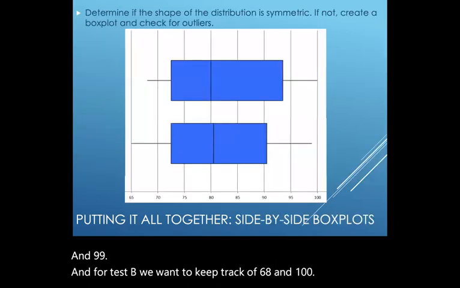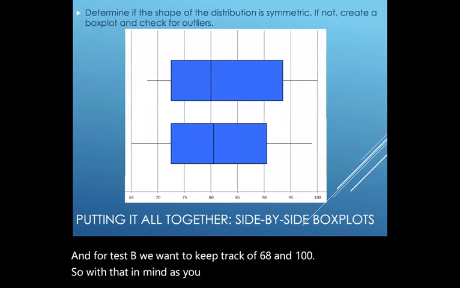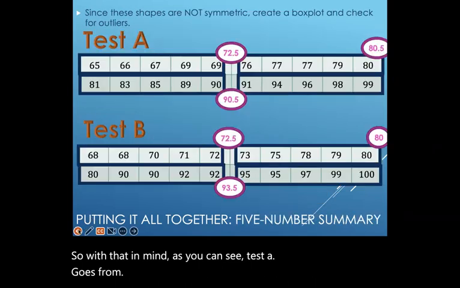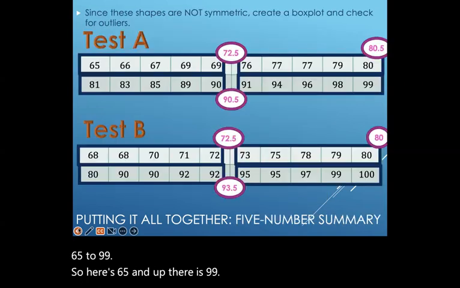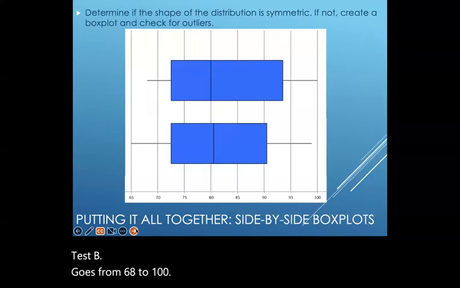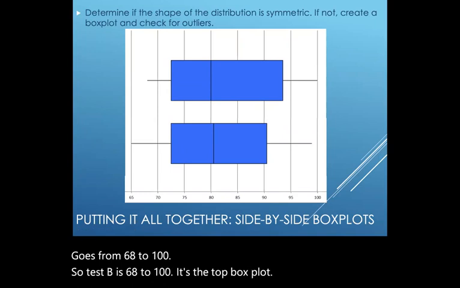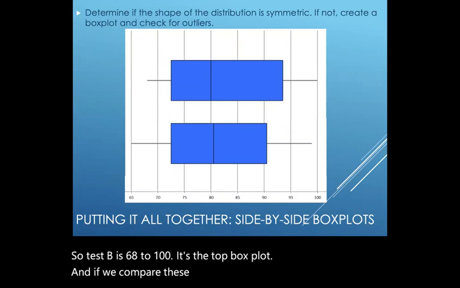So with that in mind, as you can see, test A goes from 65 to 99. So here's 65 and up there is 99. Test B goes from 68 to 100. So test B is 68 to 100. It's the top box plot. And if we compare these, they're quite similar.